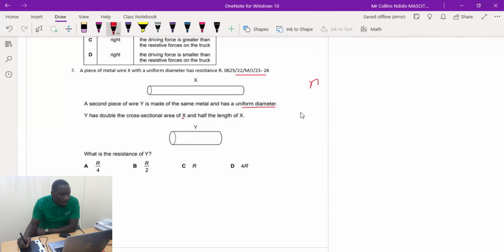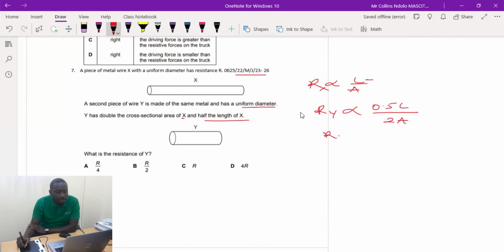So first thing we know is that R is directly proportional to L, inversely proportional to A. Let's say this is for X. For Y, let's see the changes. So double the cross-sectional area and half the length. So that means the length will be 0.5 L of the original, that is the one for X, while area is double, that means we have 2A.